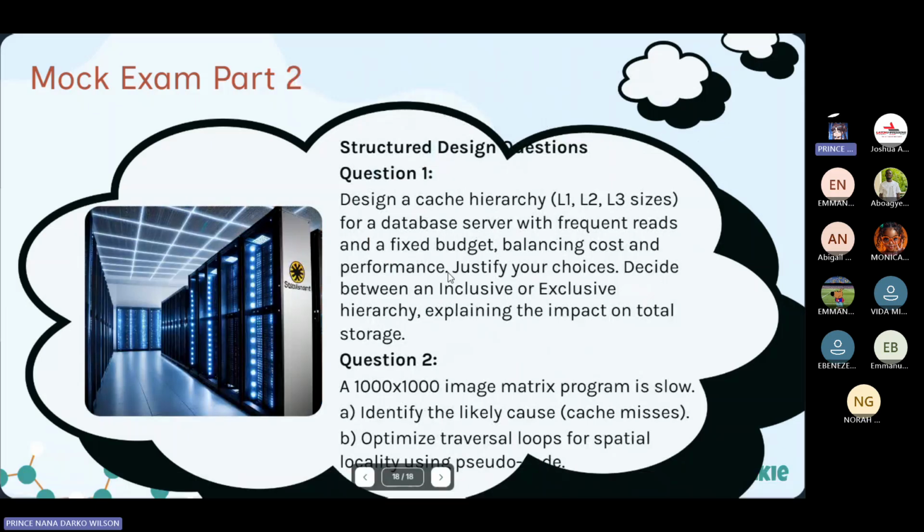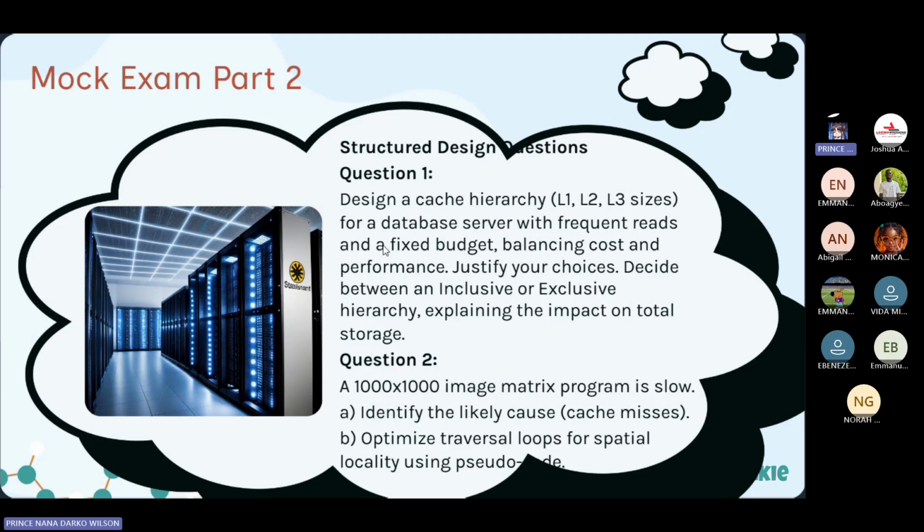So then this is a question here. It says design a cache hierarchy with level 1, 2, 3 sizes for a database server with frequent reads and a fixed budget. And there is another question. With this one, it says justify your choices. So what you are going to choose concerning the requirements, justify your choices, decide between an inclusive or an exclusive hierarchy, explaining the impacts on total storage. So these ones are just self-assessments and you can go and do them in your own time. And perhaps in our next lesson, share with us what your ideas were. Or maybe better still, put those ideas on our platforms, okay? It's good for engagement.